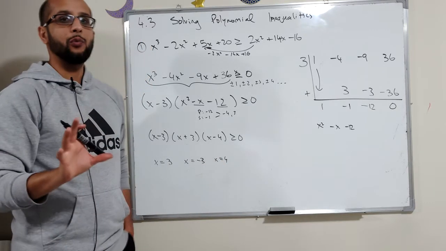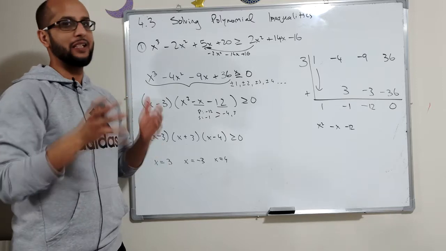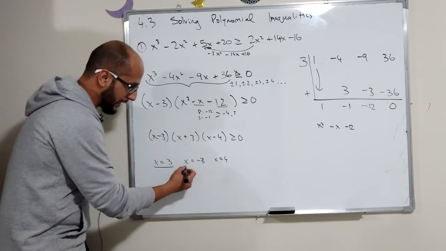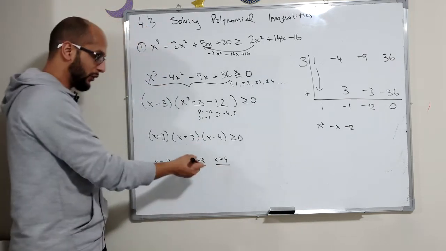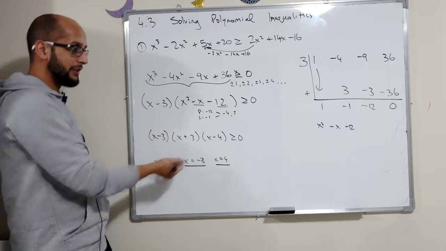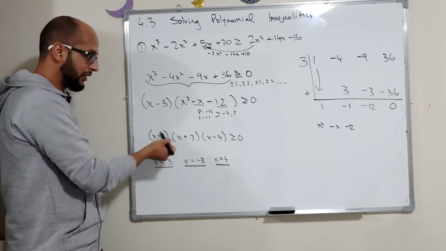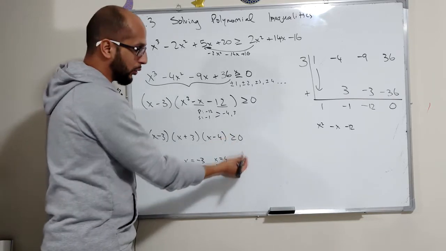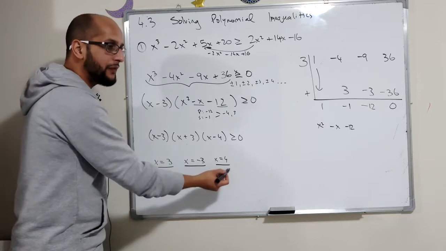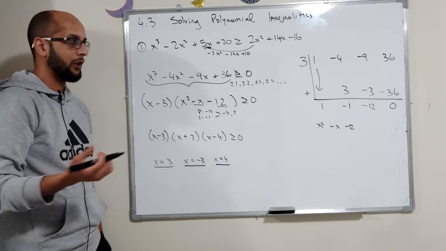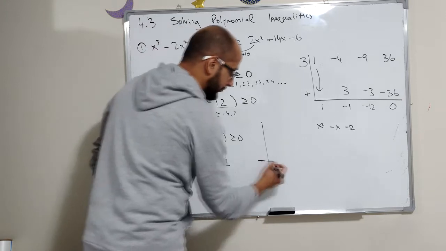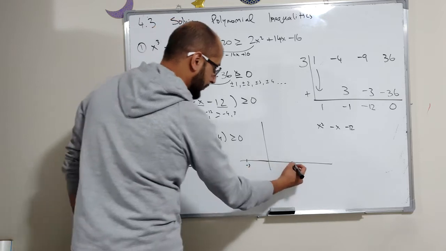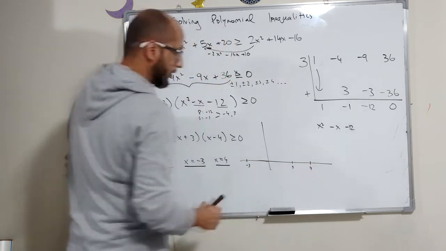This is now where we have to understand inequalities a little bit differently than we would understand equations. The fact that I put all of these as equal to 4, equal to negative 3, and equal to positive 3 does not answer this question. This question is asking which x values will give me a number that's greater than or equal to 0. I have only found the numbers that will be equal to 0. So 3, negative 3, and 4, so this is negative 3, positive 3, positive 4.